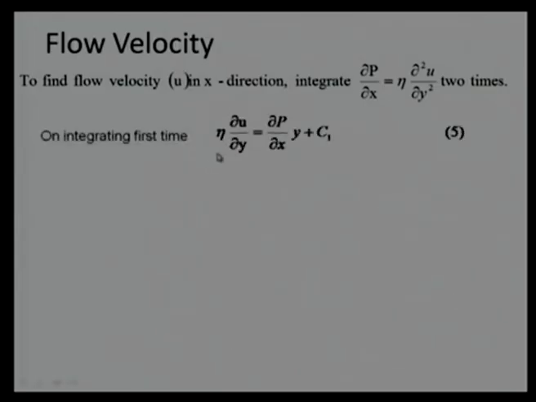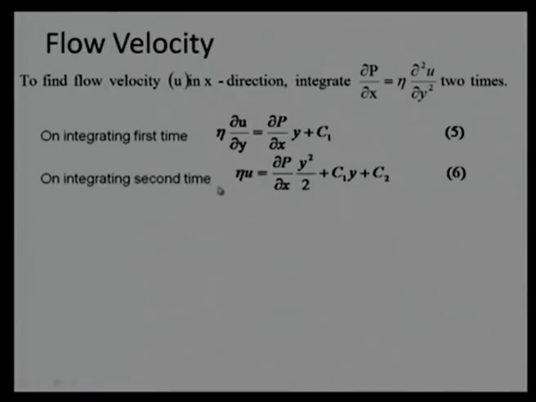Now, when we integrate the first time, we get the first integration constant. You can see the velocity gradient is the pressure gradient times the film thickness y, plus one integration constant. Now, we can integrate this equation 5 a second time and we find this relation, say eta into u.